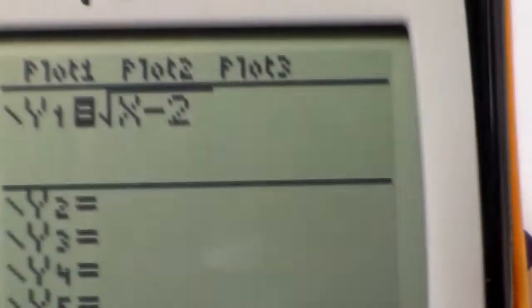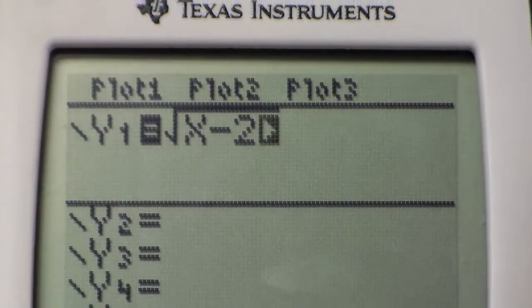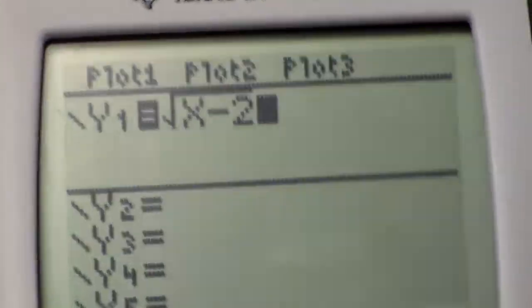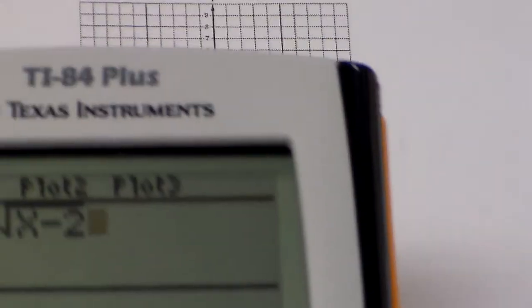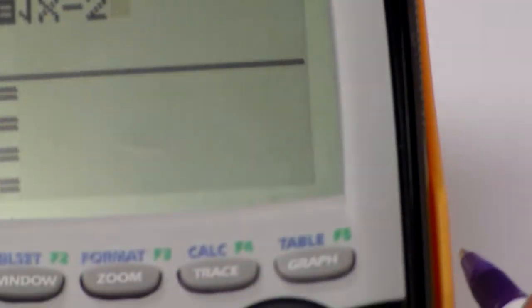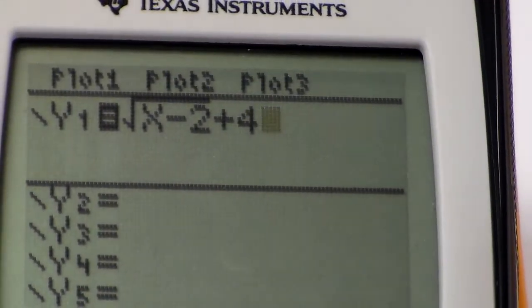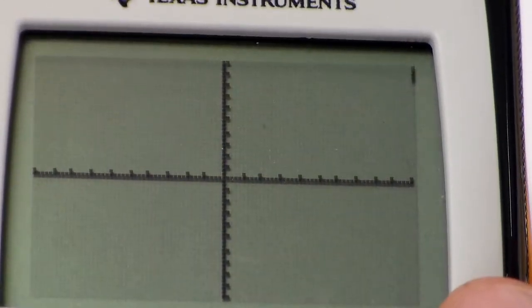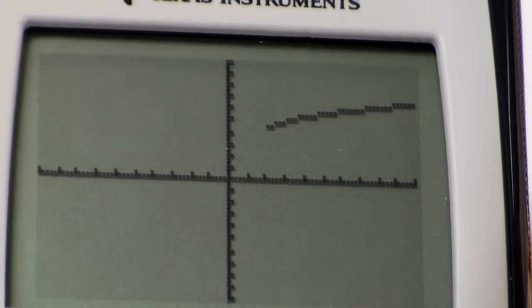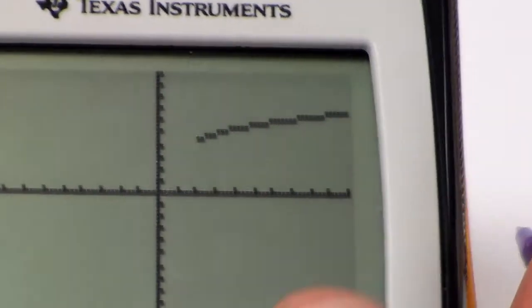Now this is a little bit tricky part, x minus 2. So you want to do the right arrow to get out of the radical, because that plus 4, this tricks people on the test all the time, that plus 4 is outside of the radical. So plus 4, there it is. So make sure that number's outside of the radical, because now it'll go up 4. So we're going to shift up 4, there it is. So that's going to be up 4 and then right 2.